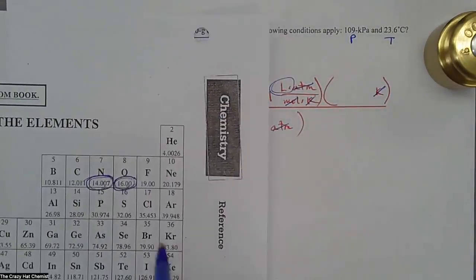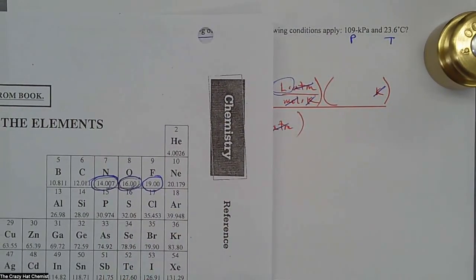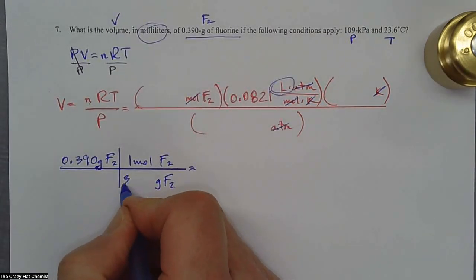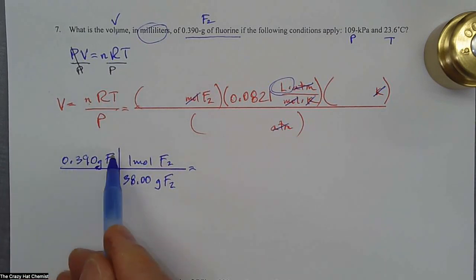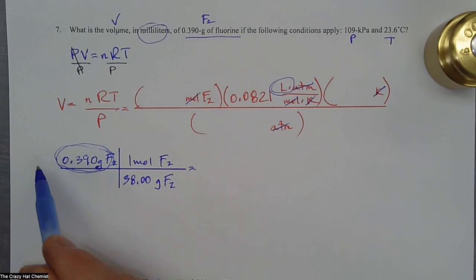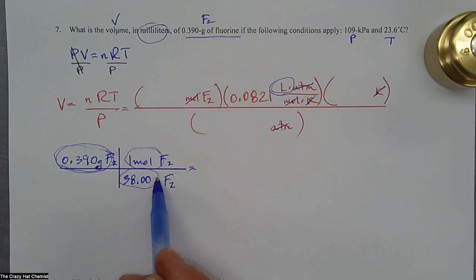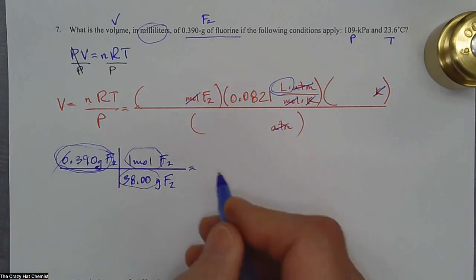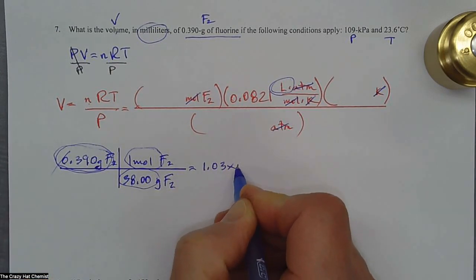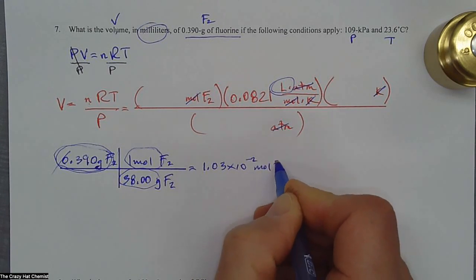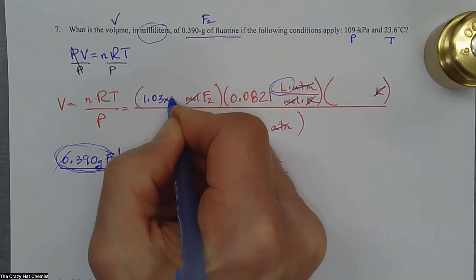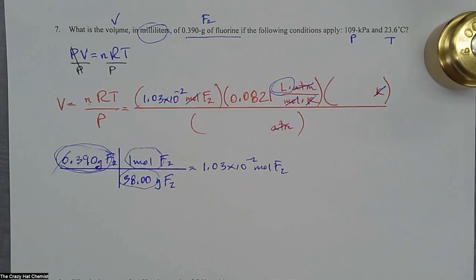We're going to look on our periodic table, and we're going to say 19.00 times 2, and that will be 38.00. And then we're going to take 0.390 times 1 divided by 38.00. And we're going to round that to 3 significant figures. Trailing zeros count with a decimal. That 0 doesn't count. So we'll have 1.03 times 10 to the negative 2 moles of F2. I'm going to plug that where it belongs. That's 1.03 times 10 to the negative 2, and that's the moles of the fluorine.